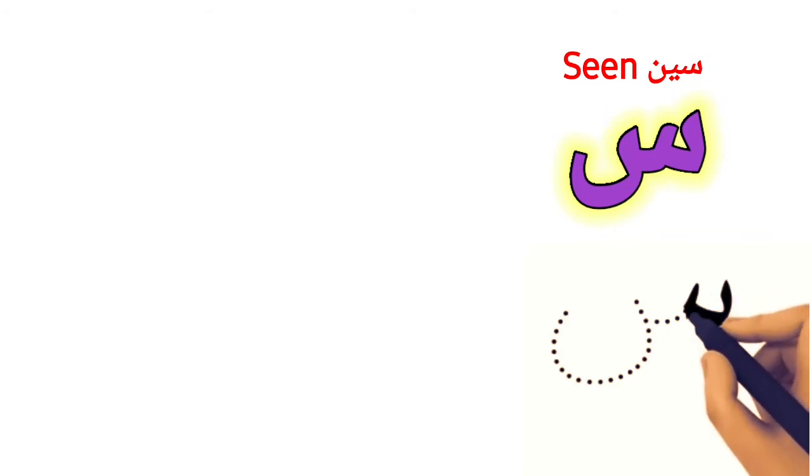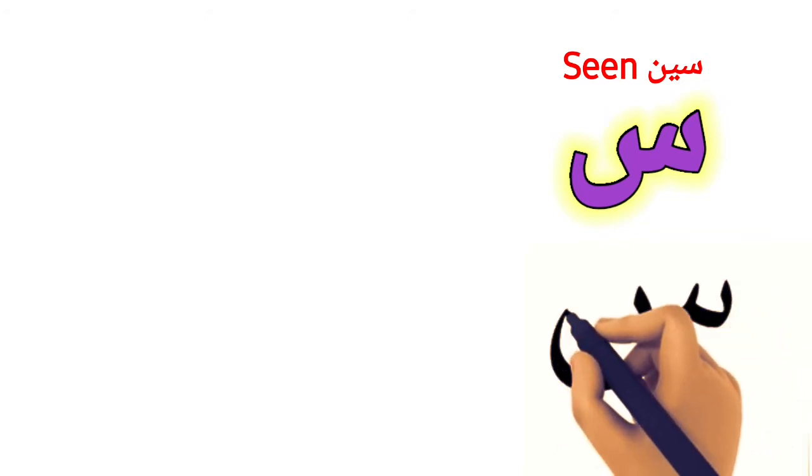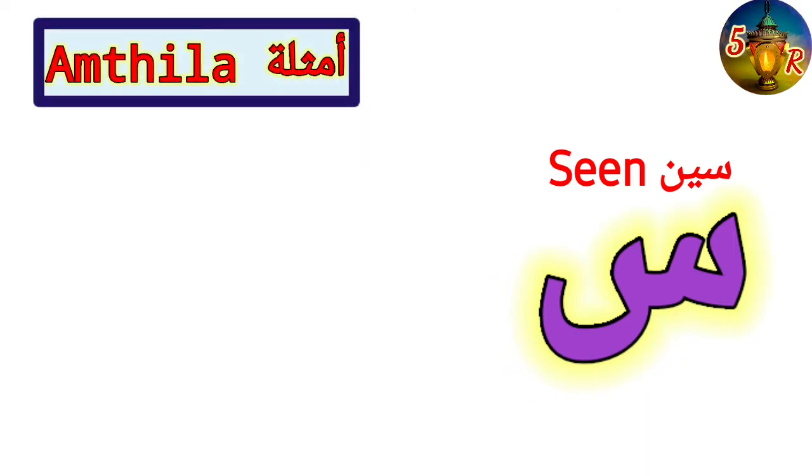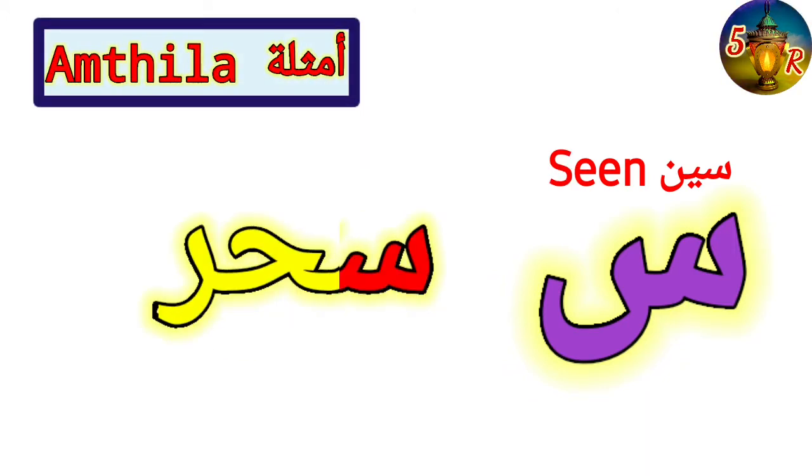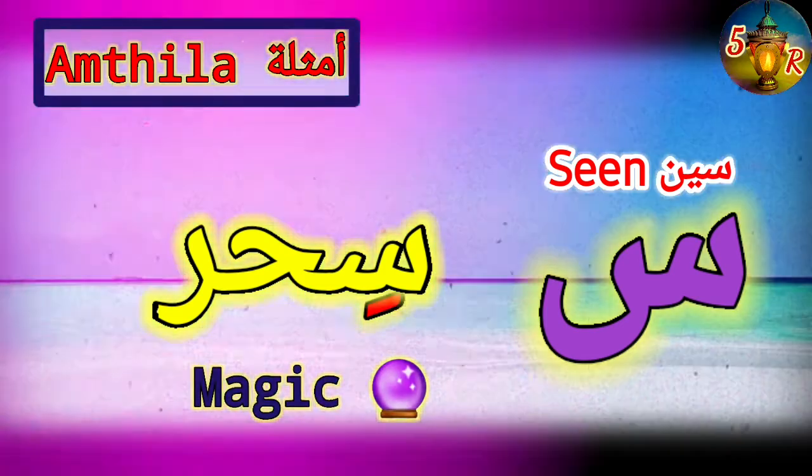Seen, it's quite easy. I'll just make those three tips, and from the last one I'll go under the line. So yalla, 1, 2, 3, seen. And as you hear it, the sound of seen is just sa, same as the s in English. Example for seen, as in the word سحر. سحر means magic.